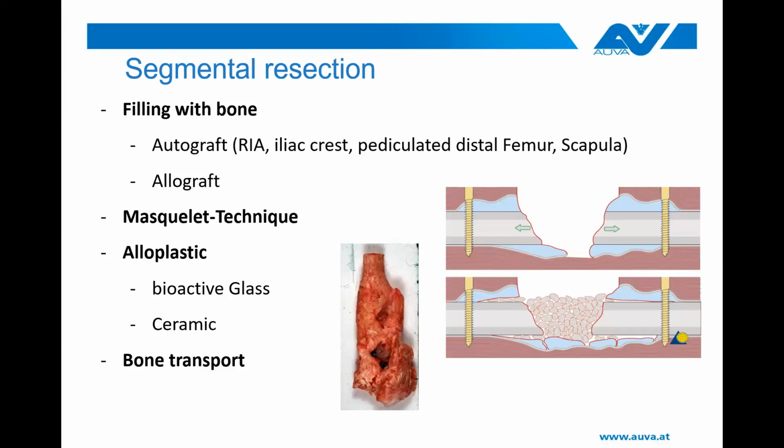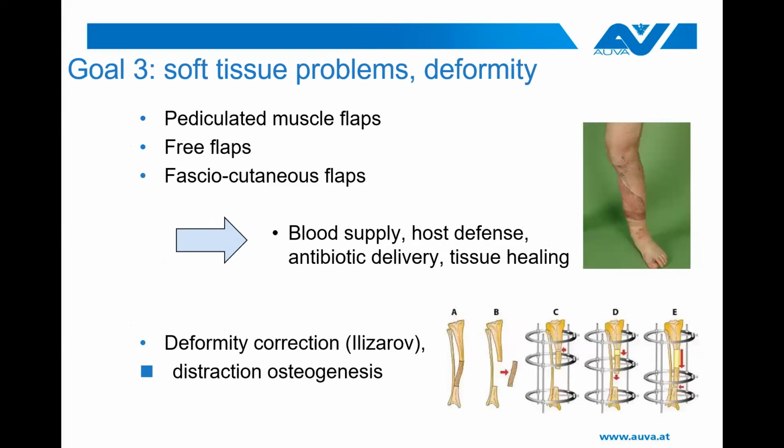You all know the technique after Masquelet, and there are, of course, alloplastic things like ceramic or glass or the bone transport. The third goal is solving the tissue problem. There, in these cases, we have to do flaps, faciocutaneous flaps, muscle flaps, or even free flaps, because to bring a blood supply to this healing site, then the healing will be achieved. And you can correct the deformity using an X-fix like Elizarov, for example.